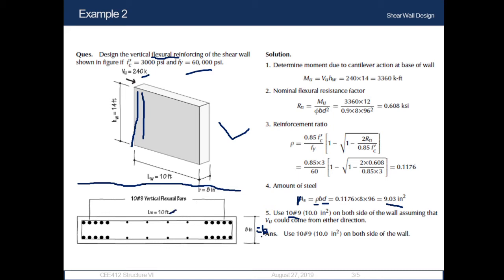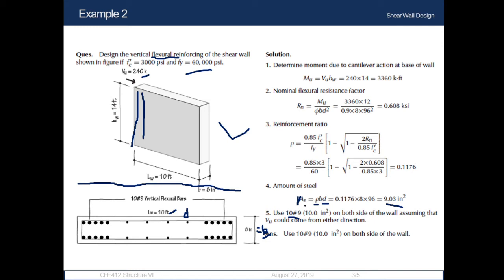So our gross cross-sectional area would be B into L_W, but as we are taking the effective depth or effective length, we are taking 80% of this length, which is denoted by D. So our gross cross-sectional area would be, in this case, B into D. So here we can see BD, which is our gross cross-sectional area.